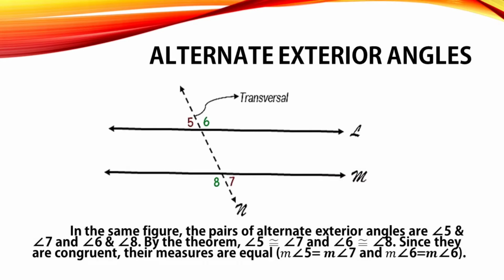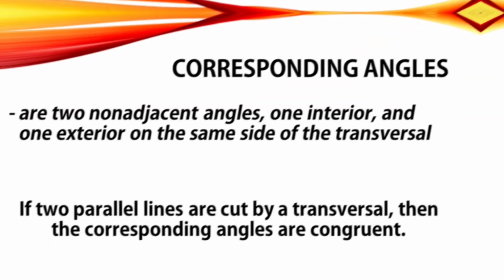In the same figure, the pairs of alternate exterior angles are angle 5 and angle 7, angle 6 and angle 8. By the theorem, angle 5 is congruent to angle 7, and angle 6 is congruent to angle 8. Since they are congruent, their measures are equal. So therefore, the measure of angle 5 is equal to the measure of angle 7, and the measure of angle 6 is equal to the measure of angle 8.